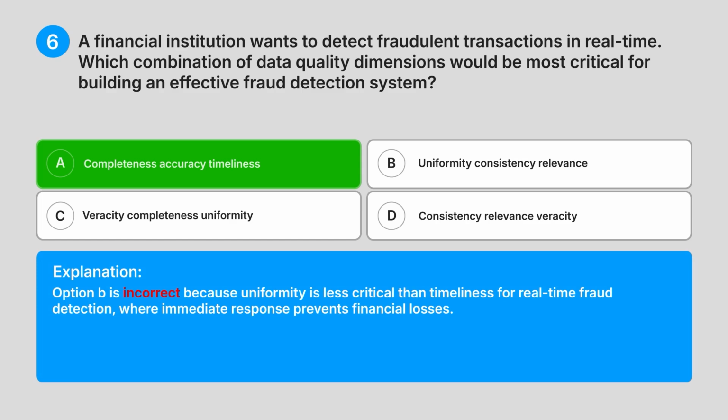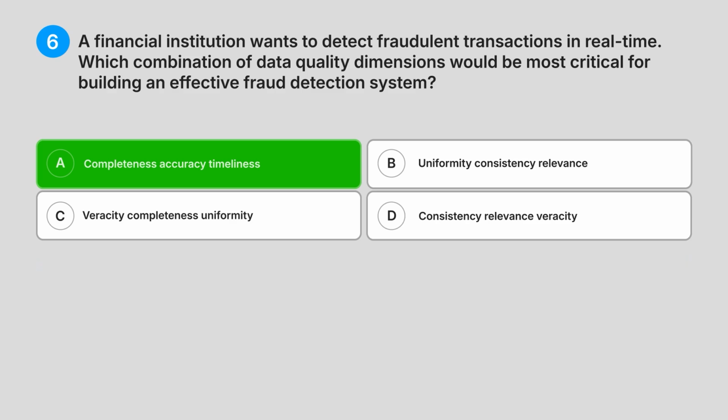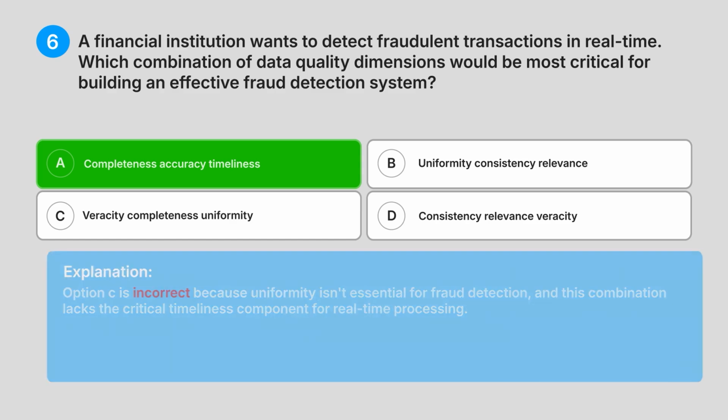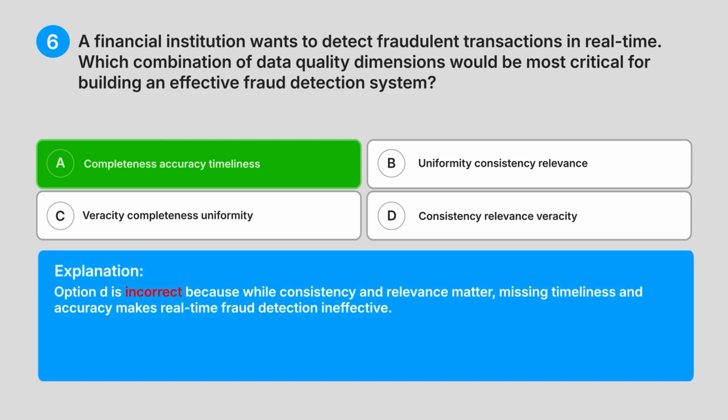Option B is incorrect because uniformity is less critical than timeliness for real-time fraud detection, where immediate response prevents financial losses. Option C is incorrect because uniformity isn't essential for fraud detection, and this combination lacks the critical timeliness component for real-time processing. Option D is incorrect because while consistency and relevance matter, missing timeliness and accuracy makes real-time fraud detection ineffective. For fraud detection systems, 3 data quality dimensions stand out as absolutely critical.